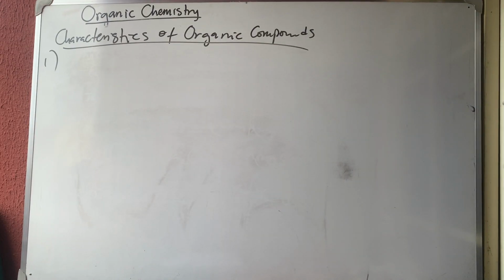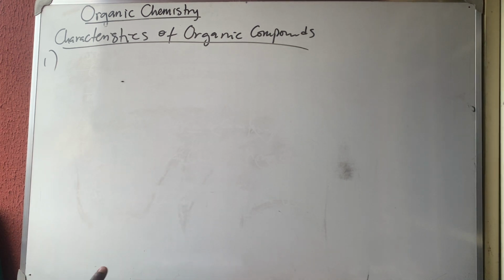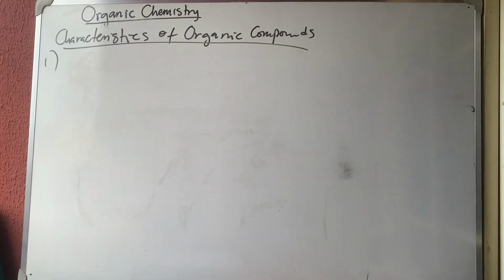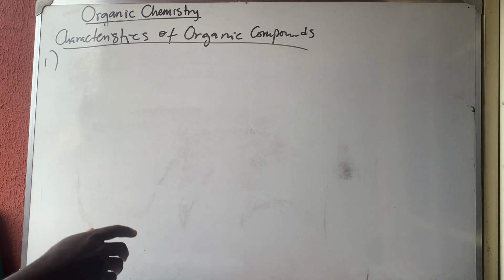Number three is that the majority of organic compounds are non-polar. Okay, this means that they do not consist of ions. Organic compounds do not consist of ions. They are mainly molecules, except compounds such as chlorine, which is electronegative, or those consisting of a hydroxy group. Okay, the non-polar substances are held together by weak van der Waals forces.